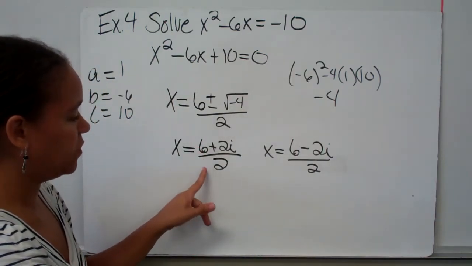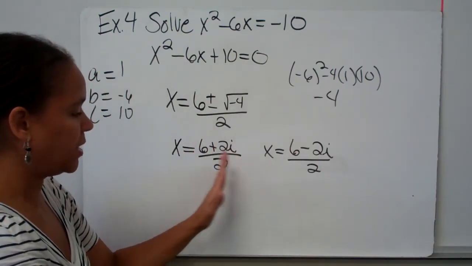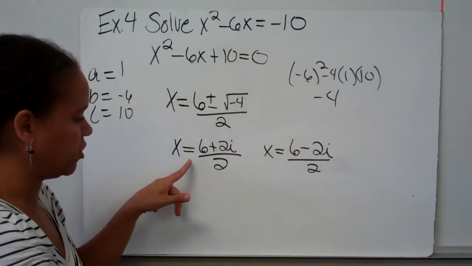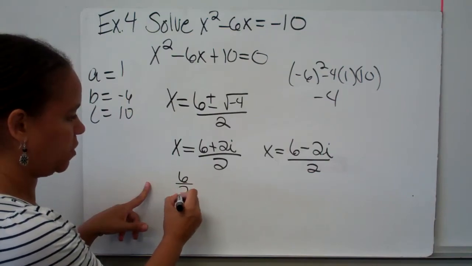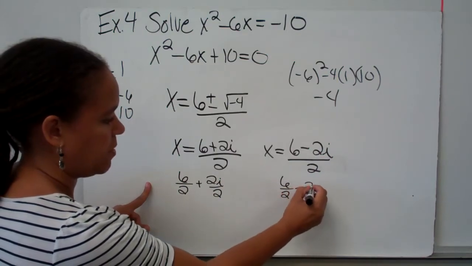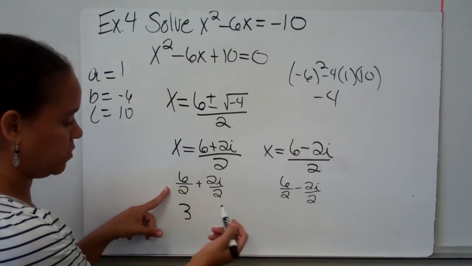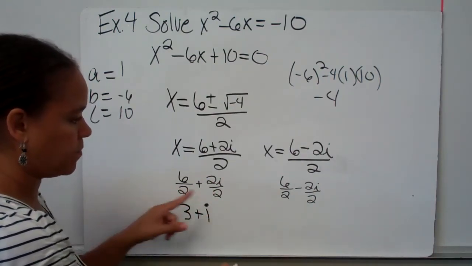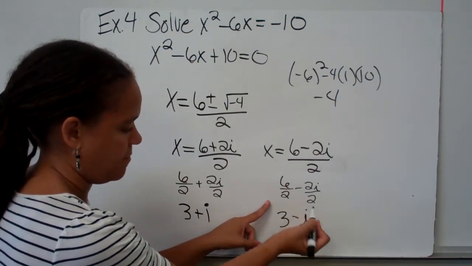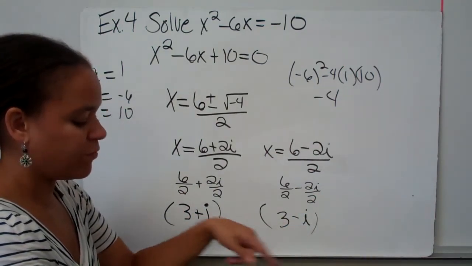The last thing we would need to do is simplify these because we can simplify the fractions. So remember, I like to write the a plus bi. We write the real and then imaginary. So really this is going to be 6 over 2 plus 2i over 2. This will be 6 over 2 minus 2i over 2. 6 over 2, of course, is just 3. 2 over 2 is 1, so 3 plus i. 6 over 2, 3 minus 1i. So our two answers here would be 3 plus i and 3 minus i.